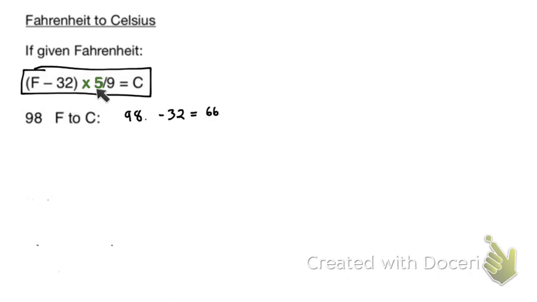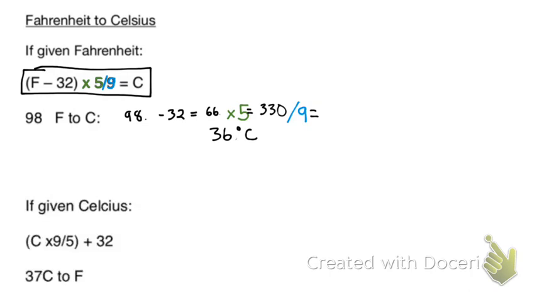Next, I'm changing it to green so you can see where I'm doing it. Then we multiply that by 5 from our equation, and we'll get 330. Lastly, we divide by 9. We get 36 degrees Celsius. Final answer.